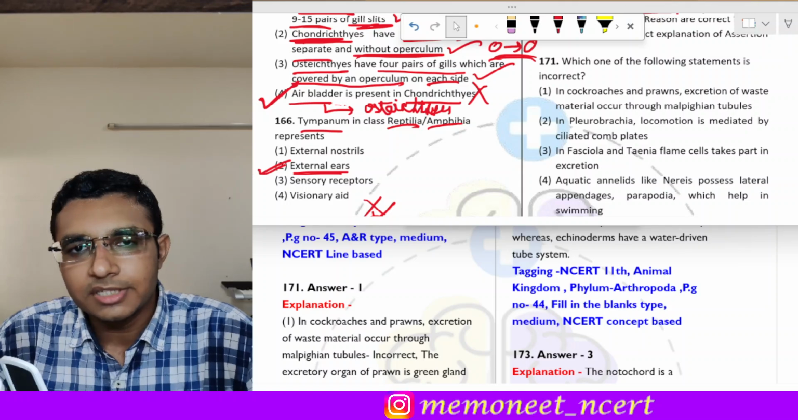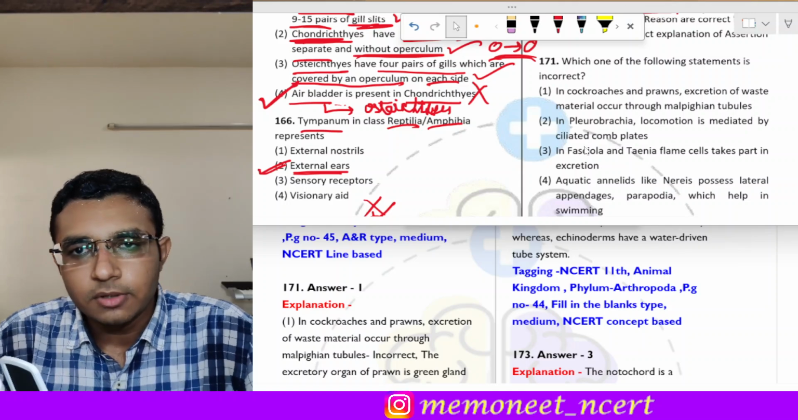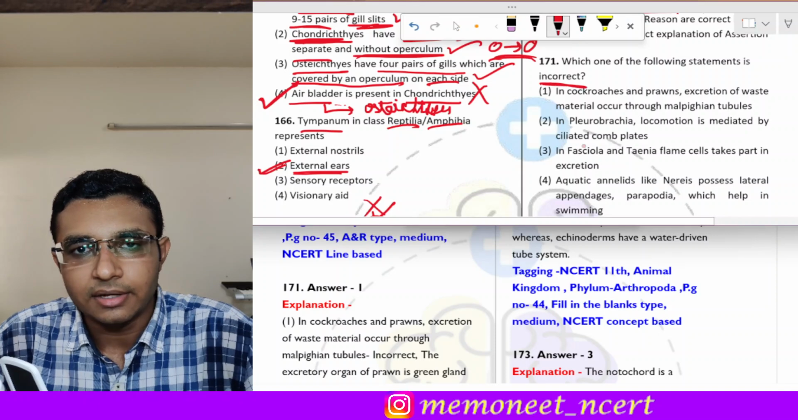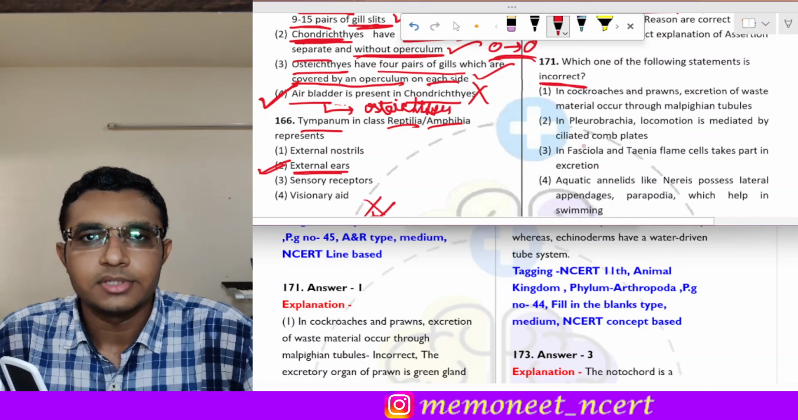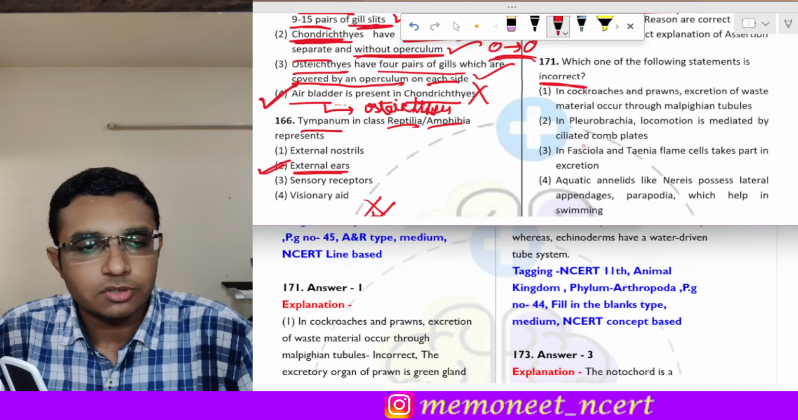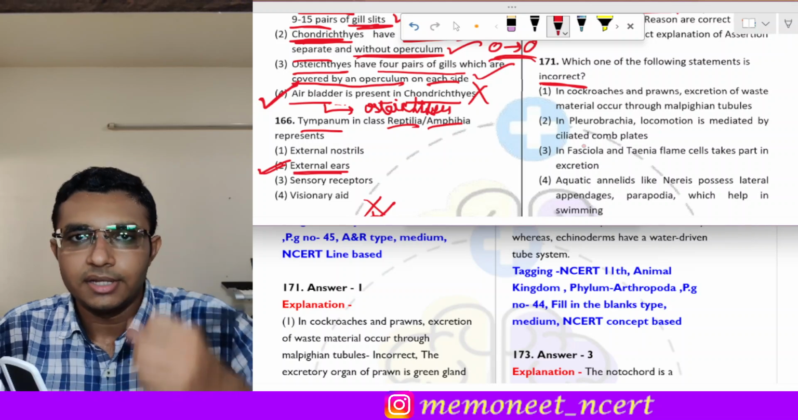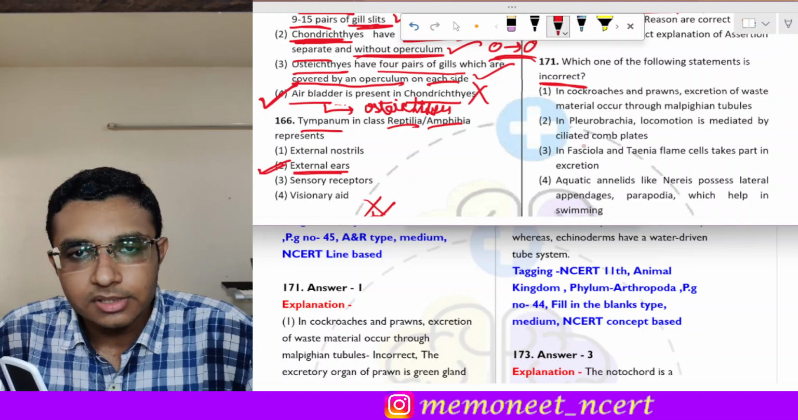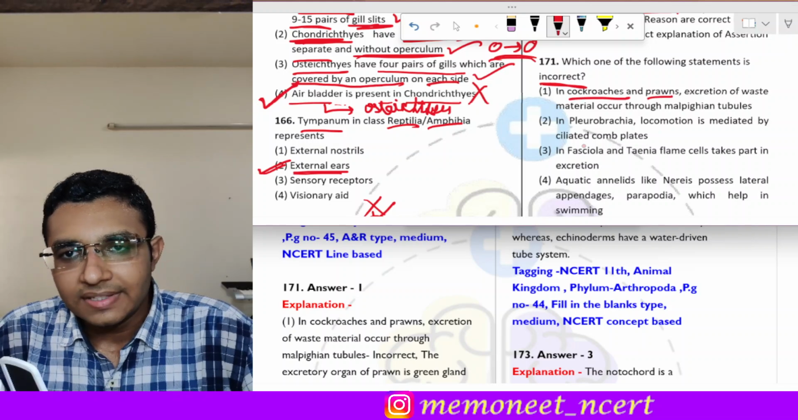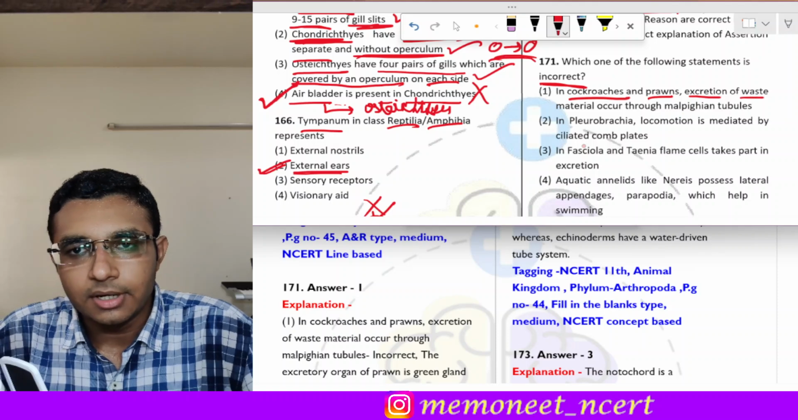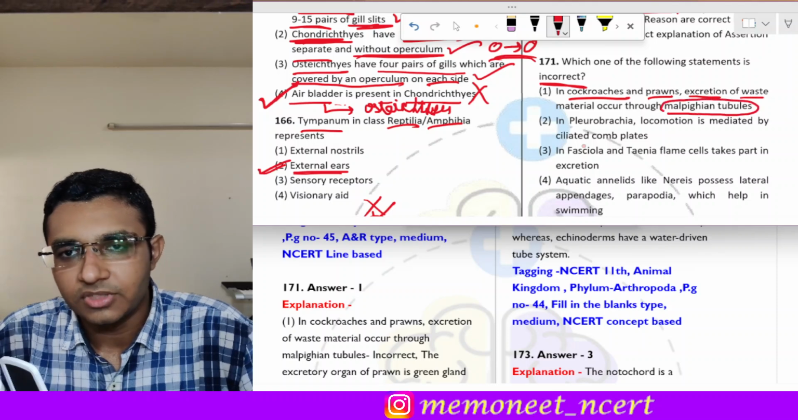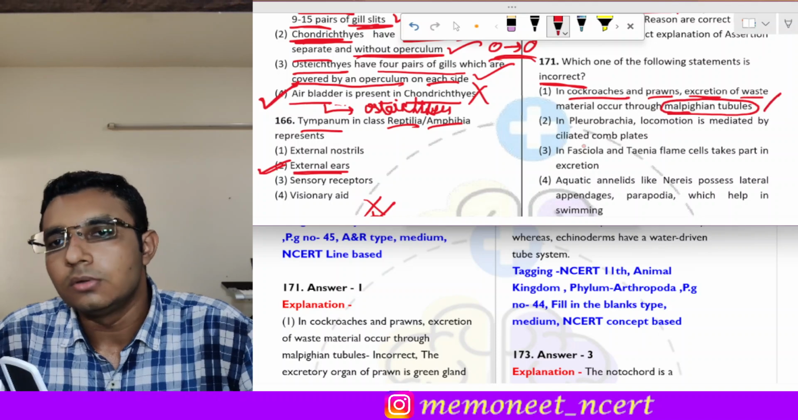So question 171 states that which one of the following statements is incorrect. Among the following four statements, we have to identify which of them is incorrect. So let us read them one by one. The first statement is, in cockroaches and prawns, the excretion of waste material occurs through Malpighian tubules. So is this statement correct? No, this statement is incorrect.